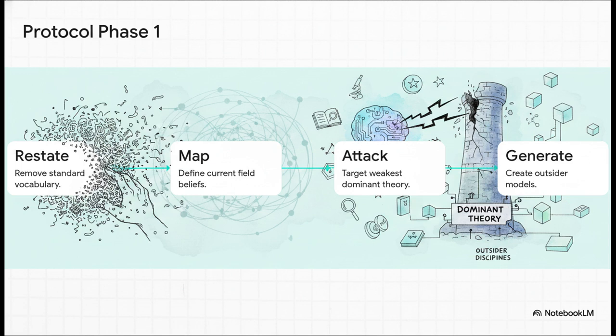Phase 1 is all about creating that epistemic discomfort we talked about. First, you restate your problem entirely without your field's standard vocabulary. Then, you clearly map out what the field currently believes and exactly why. Next, you deliberately instruct the AI to attack where that dominant theory is the weakest. And finally, you generate those outsider models from totally different disciplines.